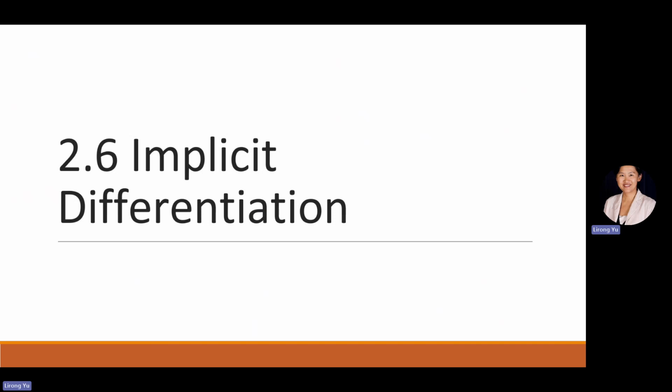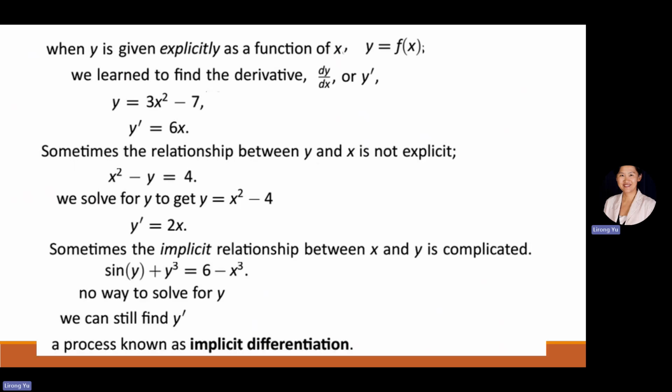The 2.6 is called implicit differentiation. The word implicit is the opposite of explicit. Most of the functions that we deal with are explicit. An explicit function is when you have y by itself, you have y equal to a formula of x. So, for example, y equals 3x squared minus 7. That is an explicitly defined function. So if you want to find the derivative, you find the derivative of this variable part, and that gives you 6x.